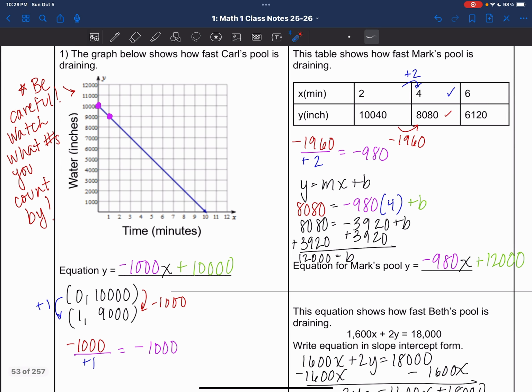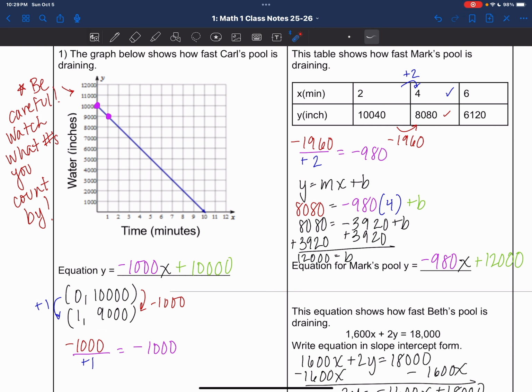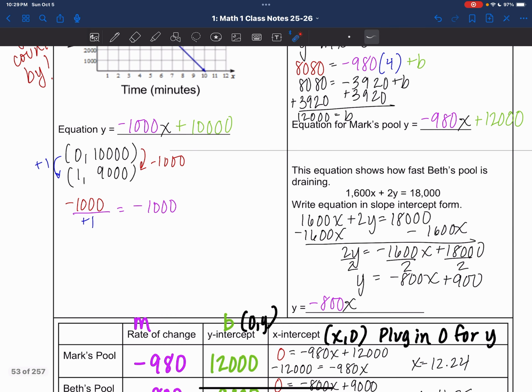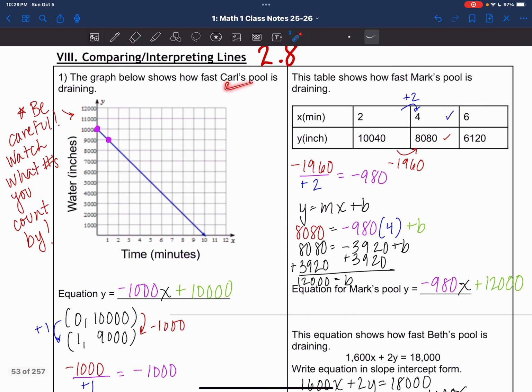And if you ever want to, you can just do your slope formula so you don't get confused by writing the ordered pairs. But I know I'm going down 1,000, but I'm counting by ones down here, and then I'm going to go plus 1 here. So my slope is negative 1,000 over positive 1, which just gives you negative 1,000 for a slope. So if we have to write an equation, your slope is negative 1,000, you do x, and your y-intercept is wherever it crosses the y-axis, which is at 10,000. So far so good. So this is Carl.